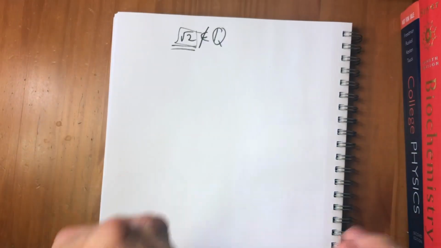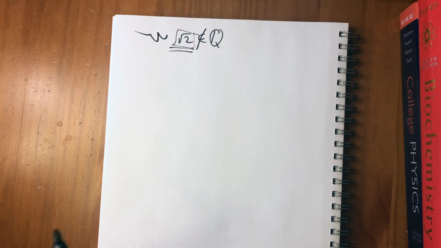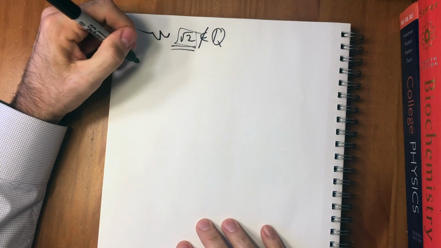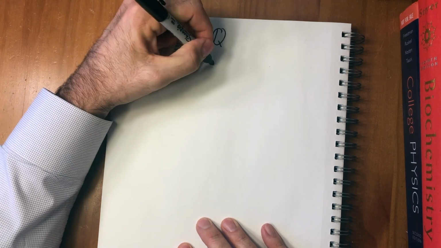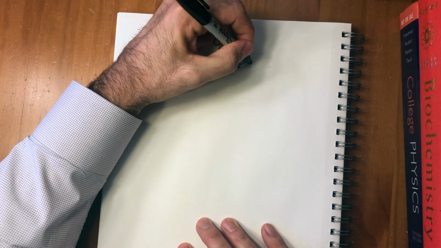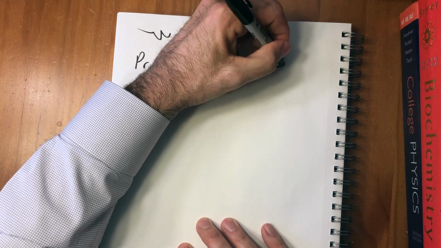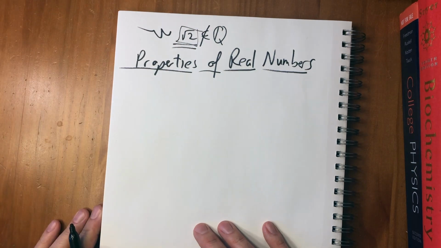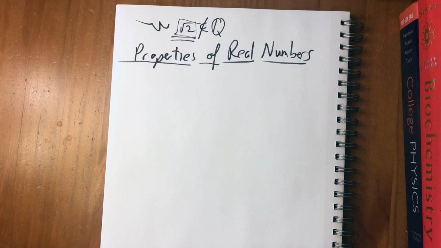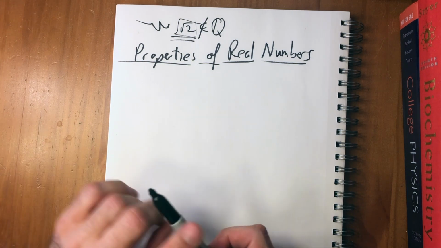Let me switch pens. That's better. Okay, so properties of numbers, real numbers. The first thing we're going to look at is upper bounds.